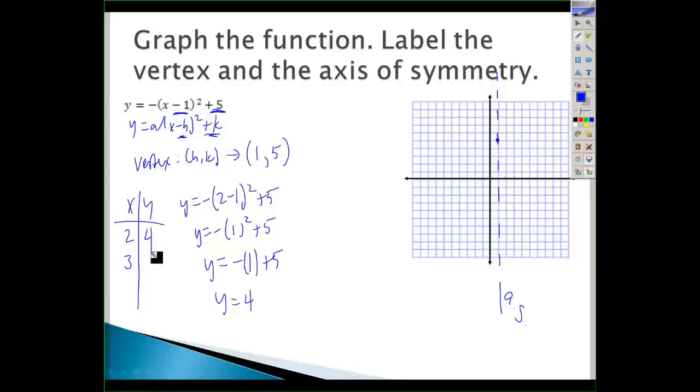All right, and we'll do a little more work here. I'm sure you can work it out a little faster than me. I'm just going to go ahead and show all my work so no one gets confused. (3 minus 1) squared plus 5. I'm going to do a little work here. y equals 2 squared plus 5.